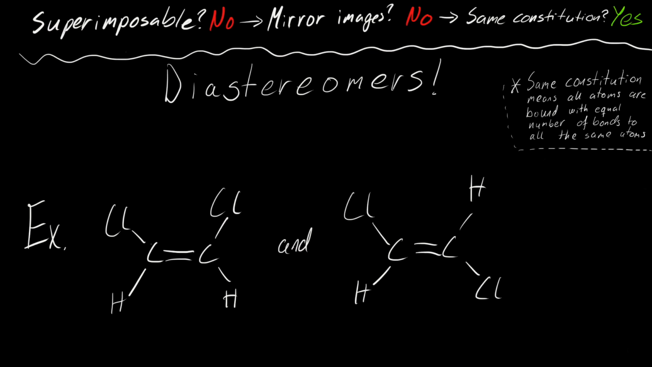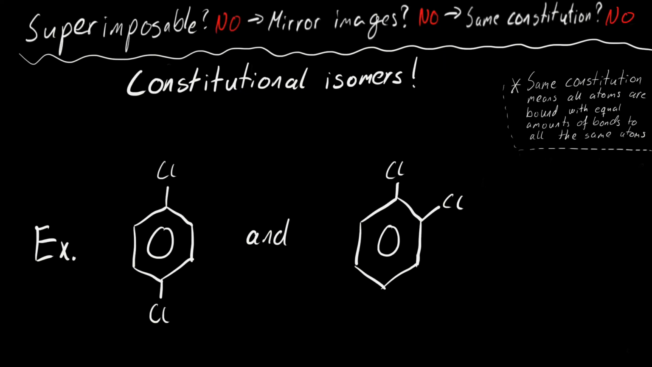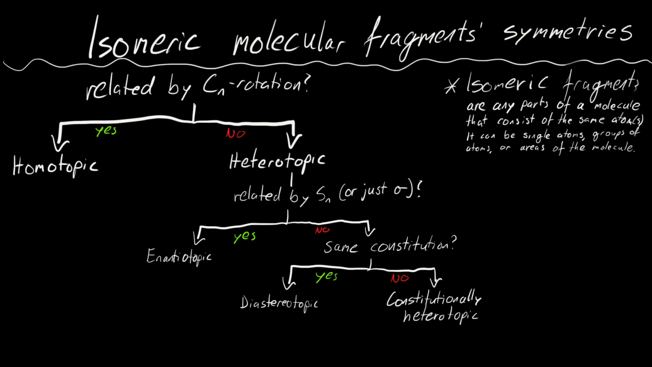Then we ask, do all the atoms in a molecule have the same constitution? That is, do they all have the same connectivity as the other molecules? When this is the case, they're called diastereomers. These two molecules are diastereomers. Finally, if the molecules don't have the same constitution, then they're constitutional isomers of each other, such as these two disubstituted benzene rings.